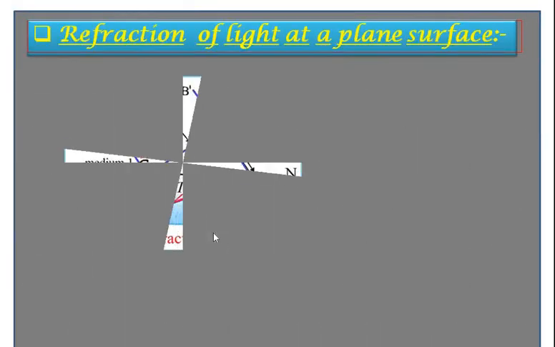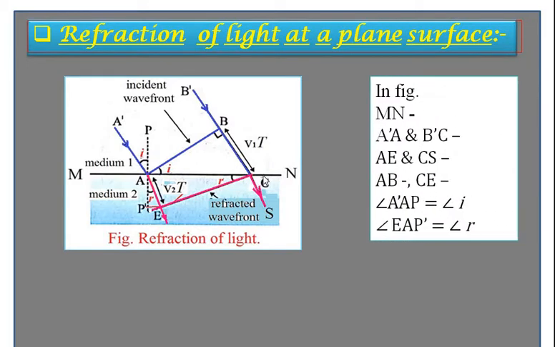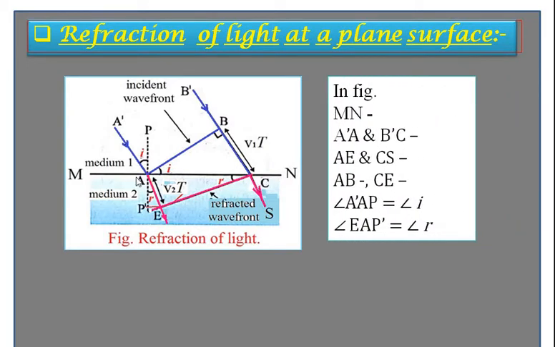Let us see the diagram for the refraction of light at the plane surface. In figure, MN is the plane refracting surface which separates the two media, that is medium 1 and medium 2. Medium 1 is the rarer medium and medium 2 is the denser medium.